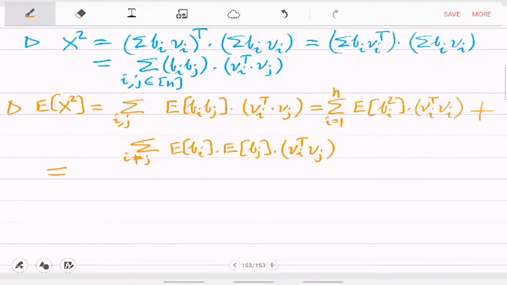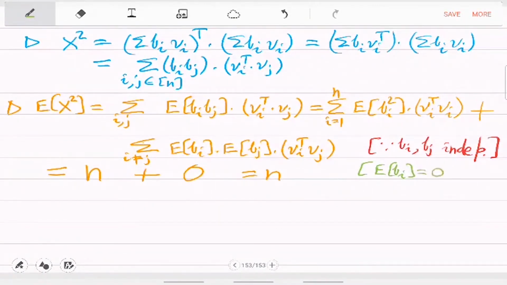So this is equal to expectation of bi square, and bi square is 1. So that is 1, and you are looking at vi transpose vi, which is actually norm of vi squared, which is also 1. So you get n, plus what is expectation of bi? Expectation of bi is 0, since it is minus 1 or plus 1. So you get n. Here we used independence. And notice that actually 2-wise independence would have been enough for this calculation. The other thing we are using is that expectation of bi is 0. So that gives you expectation of x square to be n.